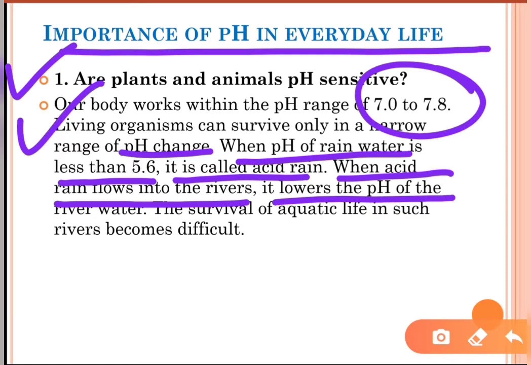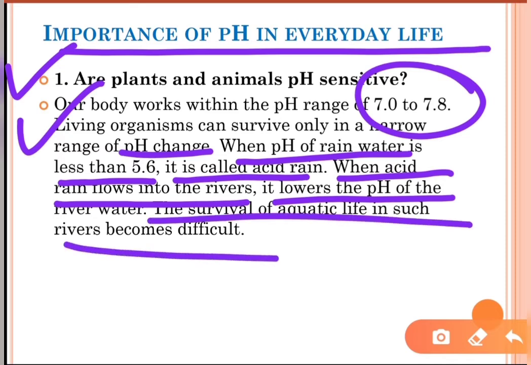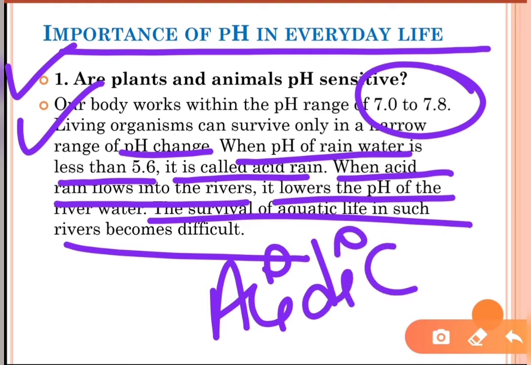The survival of aquatic life in such rivers becomes difficult, because when this acidic water mixes with the water of the river, then the water will behave like an acidic solution. So in acidic solution, life becomes difficult for aquatic animals.